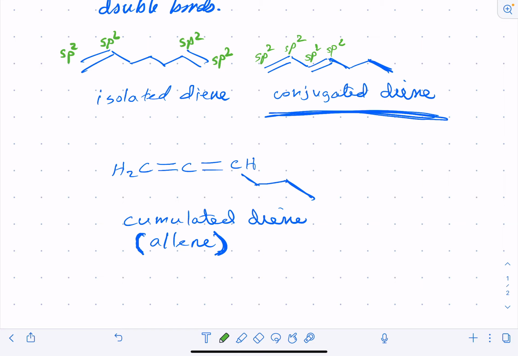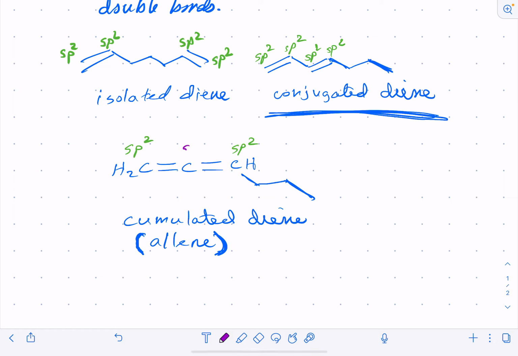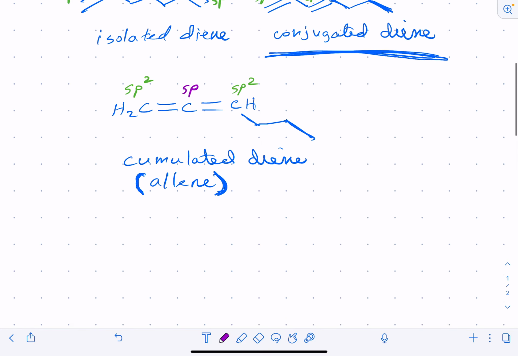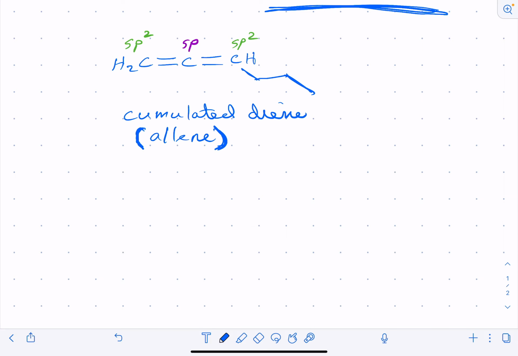Not quite the case with the cumulated diene. The two carbons on the end of that system are sp2 hybridized because they're each only involved in one pi bond. But that central carbon has two pi bonds, so it's actually an sp hybridized carbon, same as an alkyne, right? Because it actually has multiple pi bonds. So if you want to think about an orbital picture for a cumulated diene, it looks a tad on the weird side. So let's start with this carbon over here on the right.